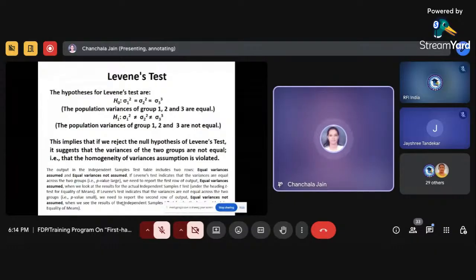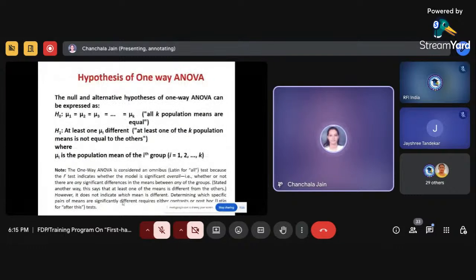Alternatively, variance is not equal. Then talking about formulation of the hypothesis of the one-way ANOVA. So there you can see H naught is what? Mu, that is the mean of all the groups are equal. That is, there is no significant difference in the means, right? H1 says at least one mu is different, right?